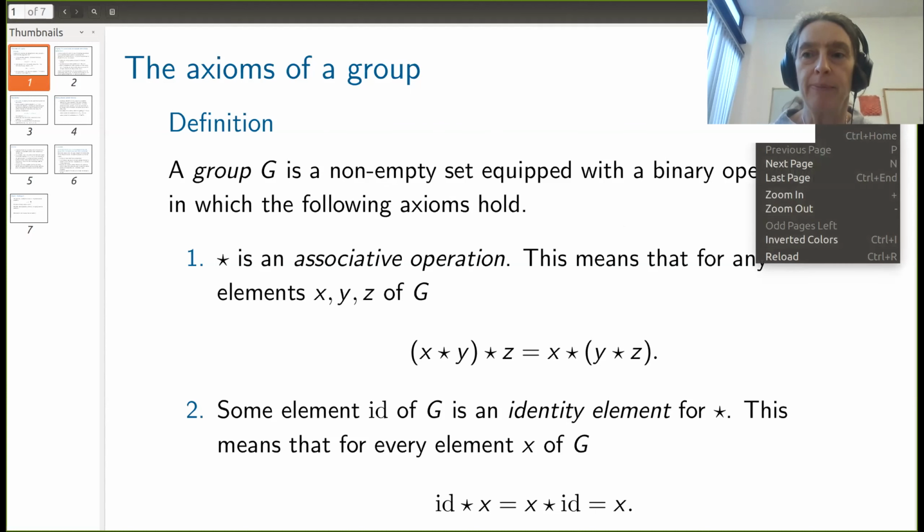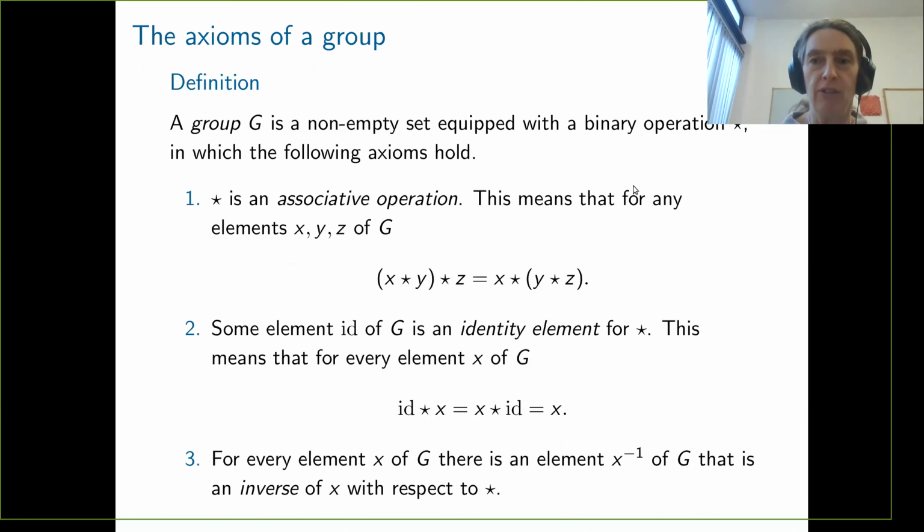We'll come back to each of these items one by one in the next few slides. In particular, we'll come back to what it means to say that the set is equipped with a binary operation. The axioms that must hold in order for our object to be classified as a group are these three things. First of all, the operation star must be an associative operation.